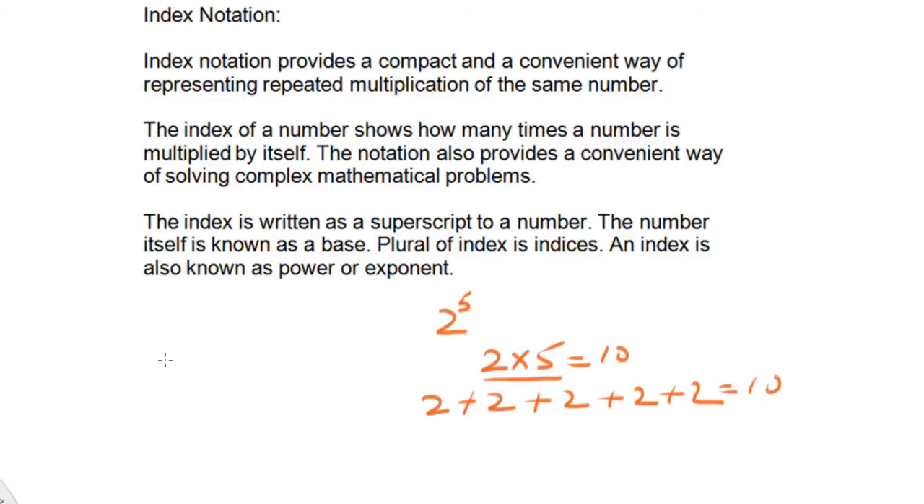This simply means that 2 has been added 5 times, whereas 2 to the power of 5 simply means that 2 has been multiplied by itself 5 times. So 2 times 2 is 4, 4 times 2 is 8, 8 times 2 is 16, 16 times 2 is 32. So 2 to the power of 5 means 32, and 2 times 5 means 10. So if you multiply 2 five times, the answer would also be 32. That is what an index notation is, and we'll see how it is used.